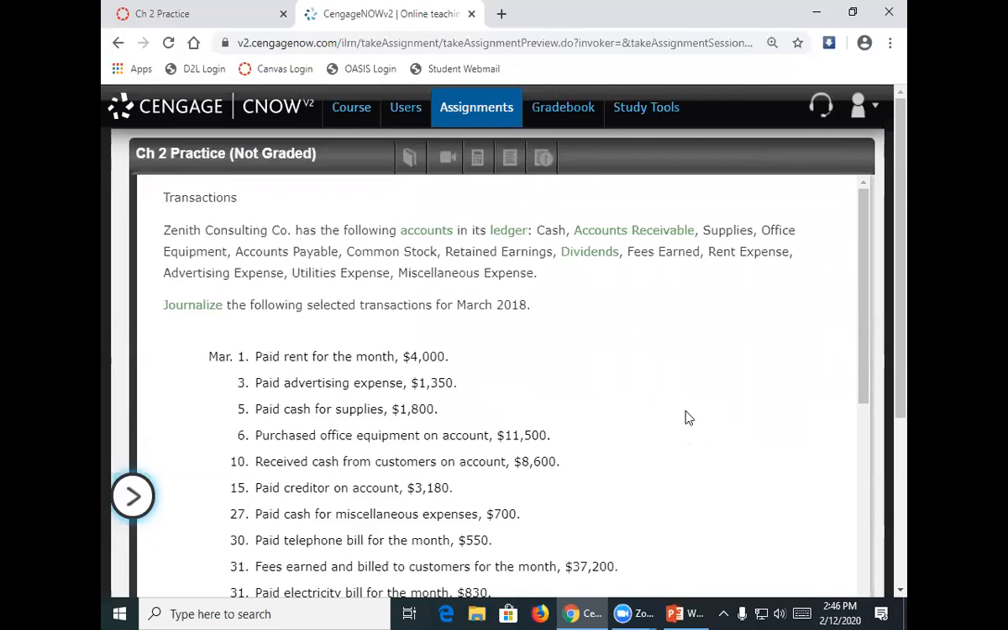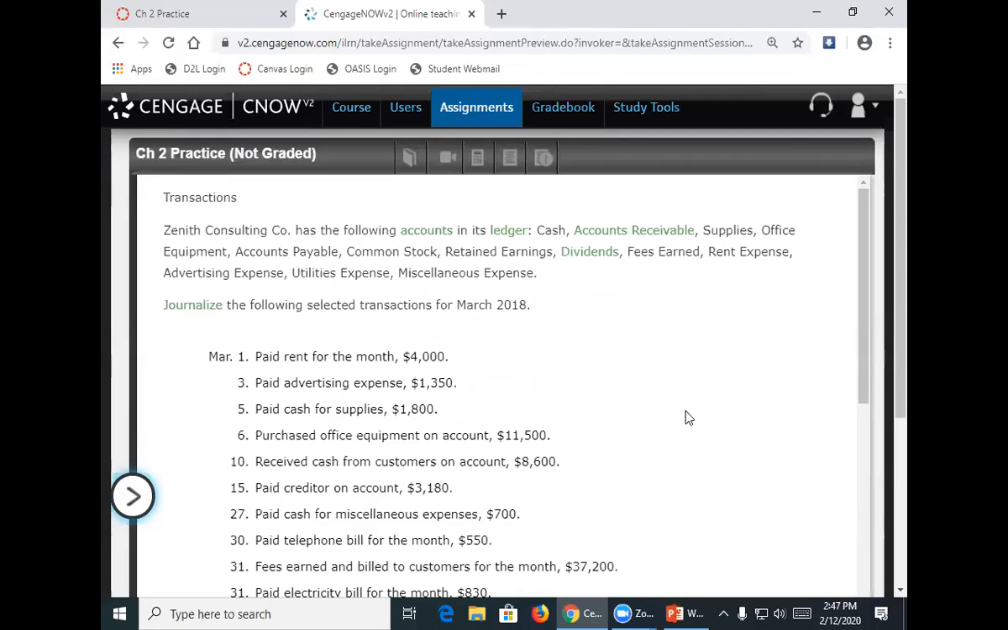Common stock, retained earnings we're not going to use right now. Dividends, we have one revenue account, fees earned. And then we have expenses: rent expense, advertising, utilities, and miscellaneous. Those are the accounts we're going to use, and we're going to determine the debits and credits for each one of these transactions. So we're going to step through them.